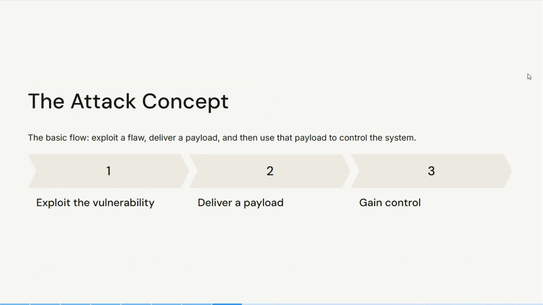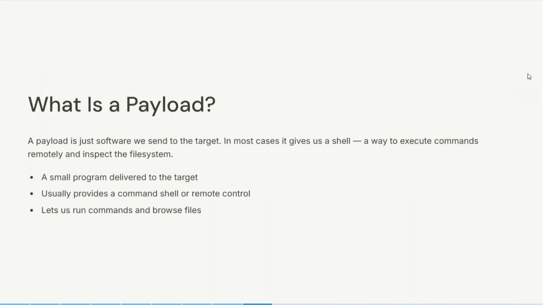The attack concept. The basic flow: exploit a flaw. You check for a flaw in a system, and when you see one, you exploit it. Then you go ahead to deliver a payload. We shall talk about the payload, and then use that payload to control that system. It is as simple as that. Exploit the vulnerability, deliver a payload, and gain control of that system. It's as straightforward as that.